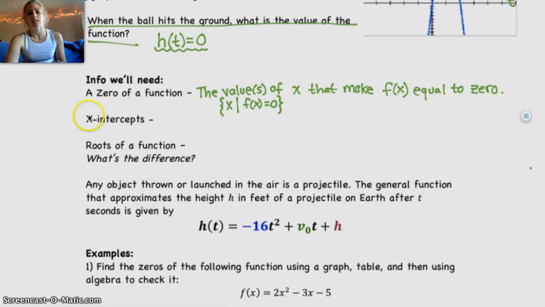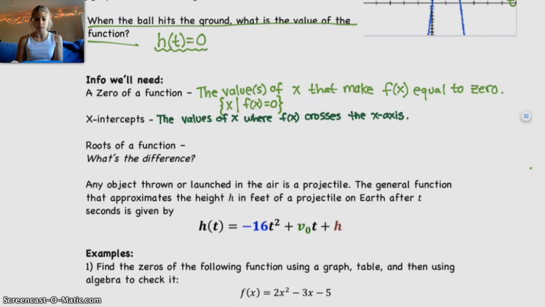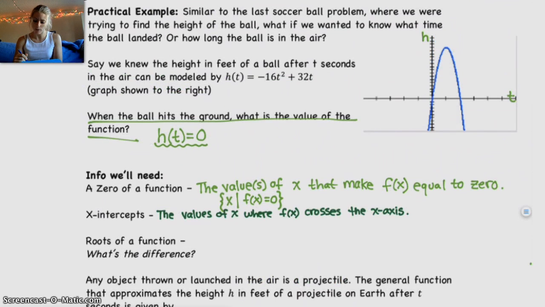Then the next thing is x-intercepts. Your x-intercepts are graphically the values of x that make the function 0. So it's where the function crosses the x-axis. Now a lot of times those are the same thing, because if we go back up to this graph, for example, when I cross the x-axis, my function is equal to 0. So at that x value, 2, when x equals 2, I have an x-intercept, and I also have a zero because the function h of t is equal to 0 at that point.